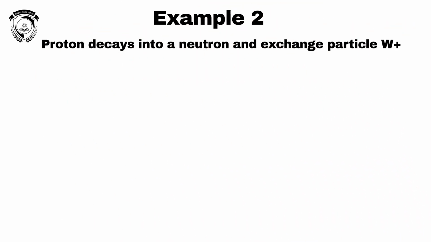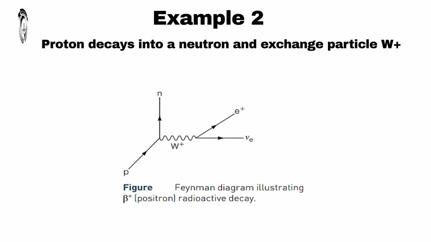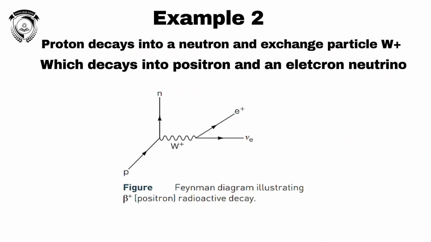Example number 2. A proton decays into a neutron and exchanges a W boson positive particle. As you can see in the figure here, the proton decays into a neutron and a W boson positive particle, which in turn decays into a positron and an electron neutrino.